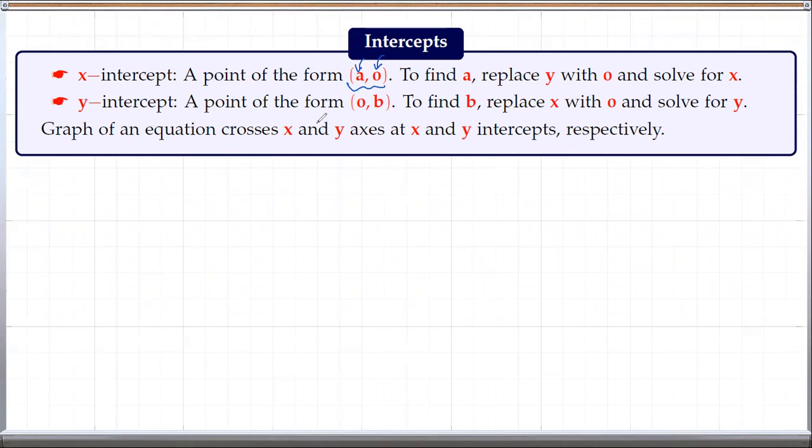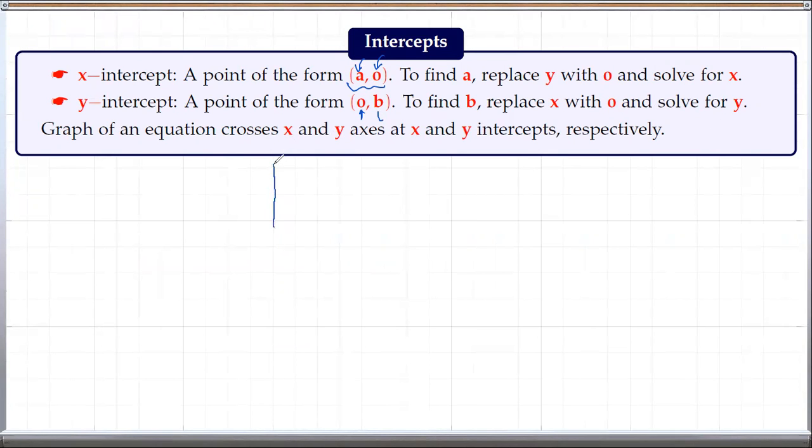Similarly, a y-intercept is a point of the form (0, b). x is always 0, and the y-coordinate has a particular value. So to find b, we simply replace x with 0 and solve for y.